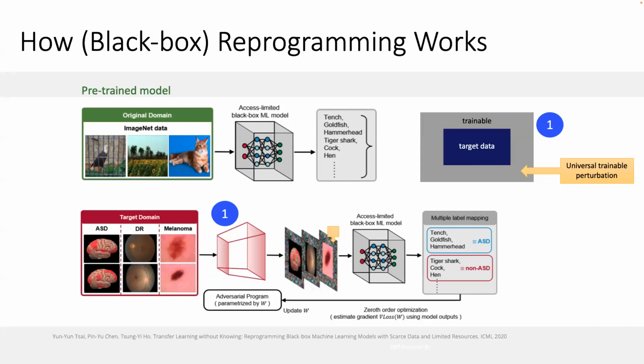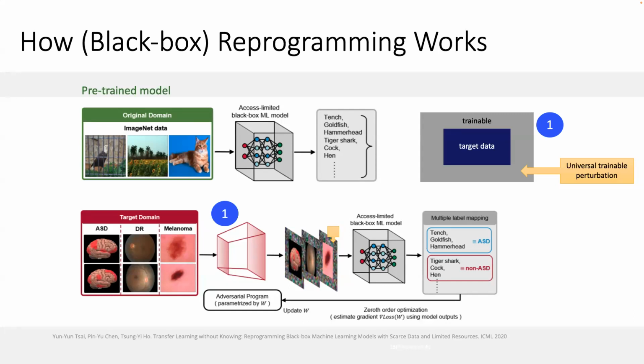Then we pass these transformed images to the pre-trained model, so the model will, of course, generate predictions on ImageNet labels. The second thing we need to do is this output label mapping. We need to further map the source labels back to the target labels. So we can say, okay, I want to map the source labels of tench and goldfish to autism spectrum disorder, and the other set of source labels to non-ASD.